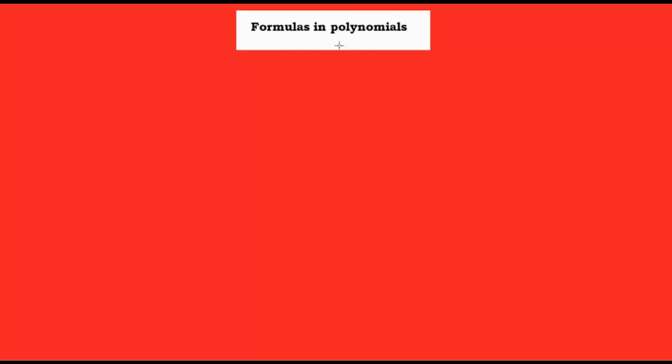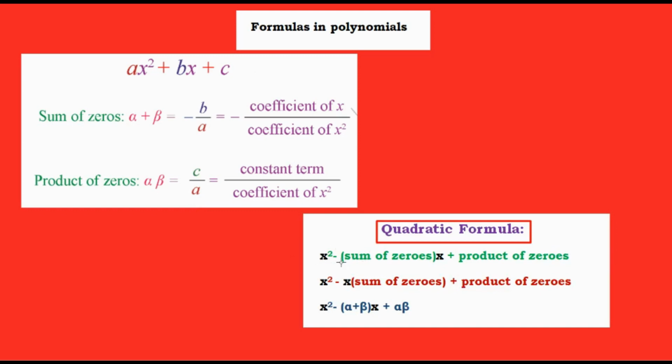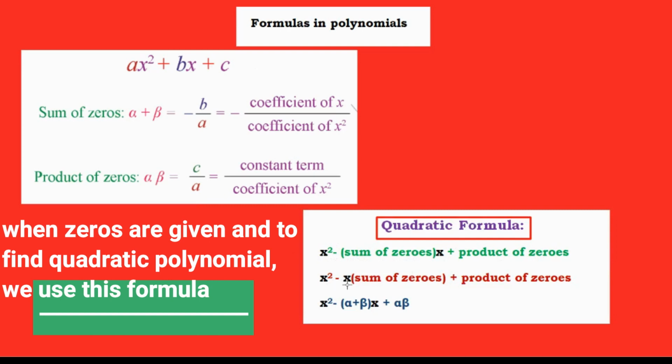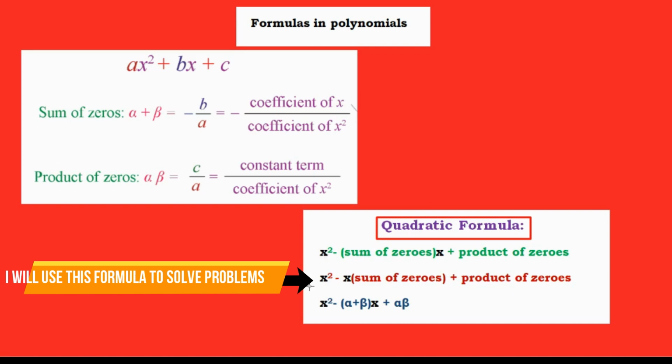Let's discuss formulas in the polynomial chapter. Sum of zeros is minus b by a, where b is the coefficient of x and a is the coefficient of x square. Product of zeros is given by the formula c by a, where c is the constant and a is the coefficient of x square. The next formula is x square minus sum of zeros into x plus product of zeros, or x square minus alpha plus beta into x plus alpha beta. These all are one and the same formula. We are going to apply this formula to find the quadratic polynomial.